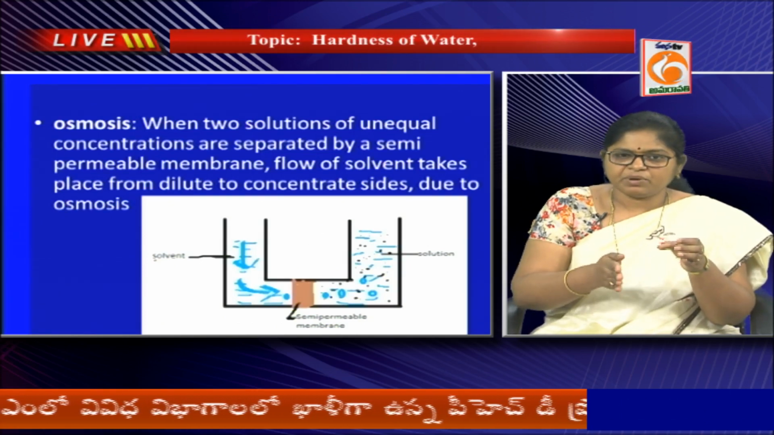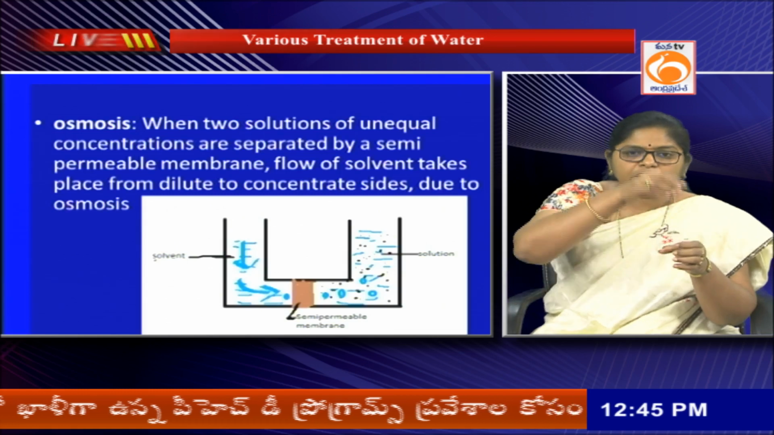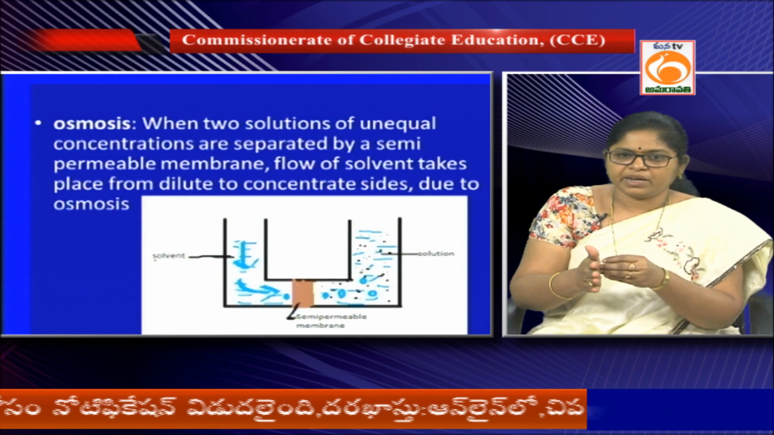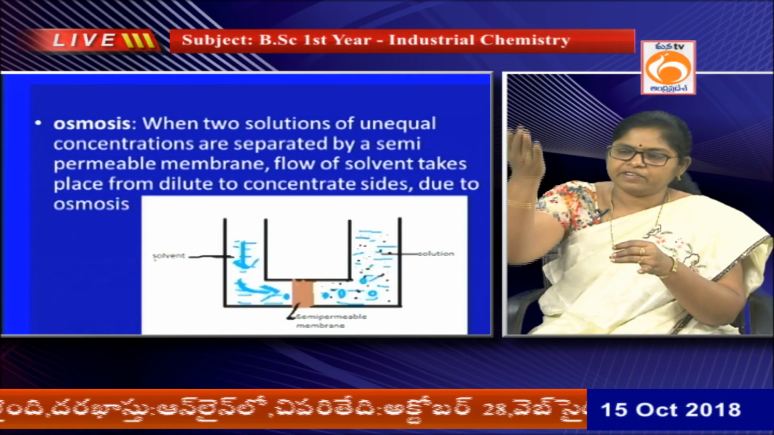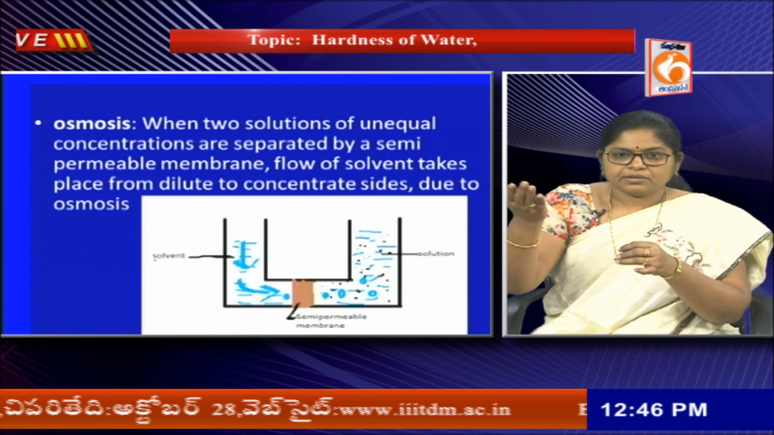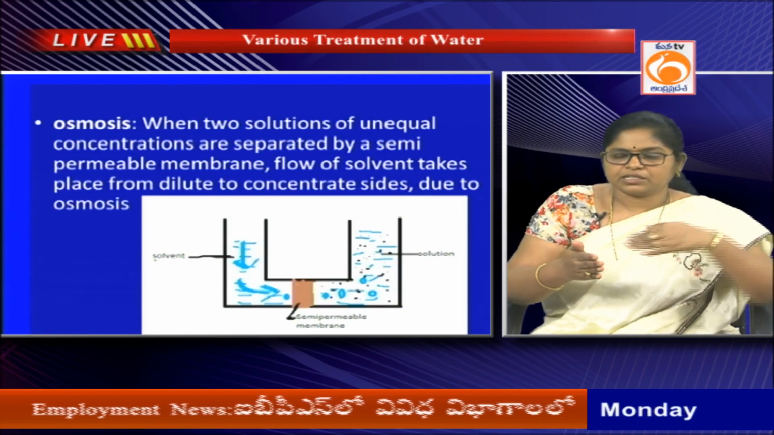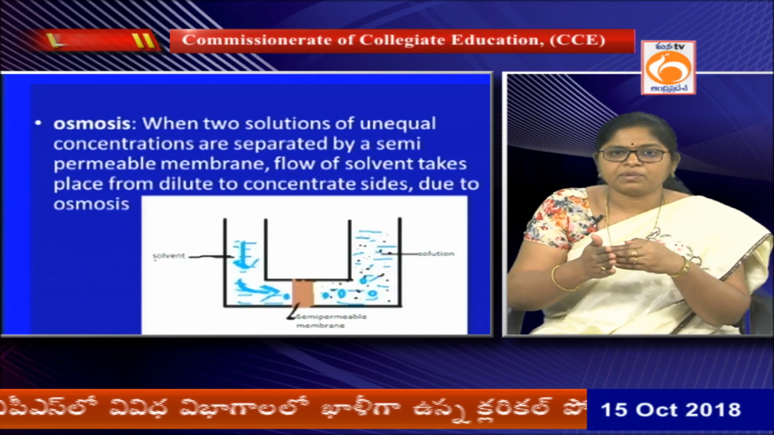Whenever they are separated with the semi permeable membrane, the solvent particles move through the membrane and the solution level increases. This is osmosis. Why does it pass? The solvent particles pass through the semi permeable membrane because of osmotic pressure. Here the solvent has more osmotic pressure, and due to that pressure it moves towards the solution. And if we reverse that, what will happen?